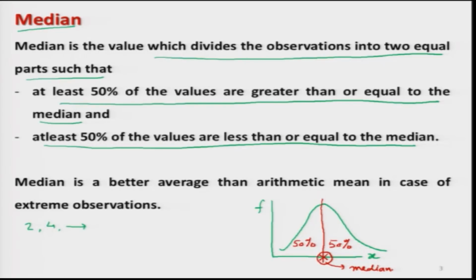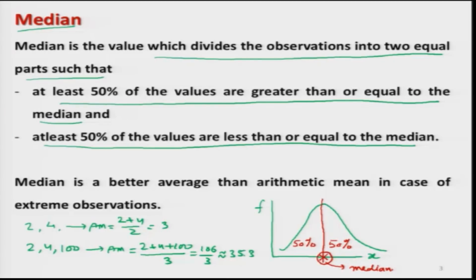I try to find out its arithmetic mean, which is (2 plus 4) divided by 2, equal to 3. But if I add here 2, 4 and 100, then the arithmetic mean is equal to (2 plus 4 plus 100) divided by 3, and this is 106 by 3, which is approximately equal to 35.3.